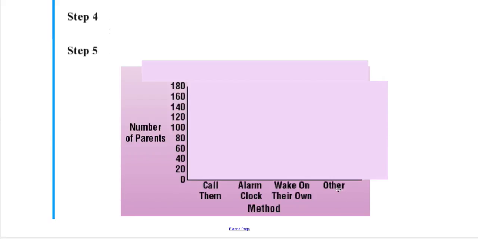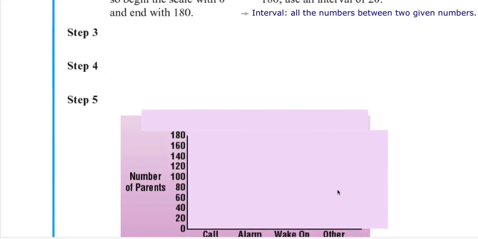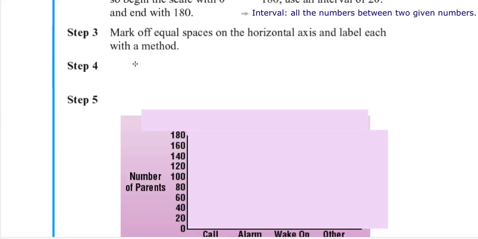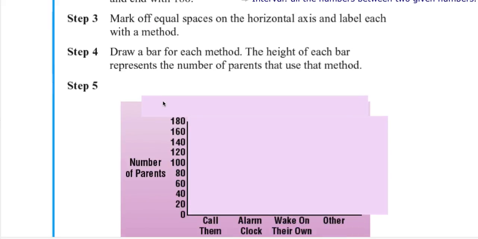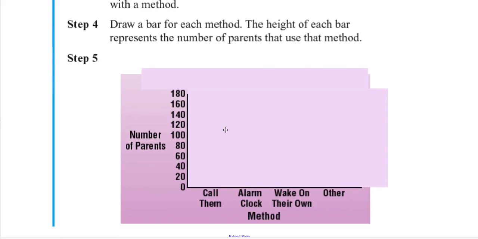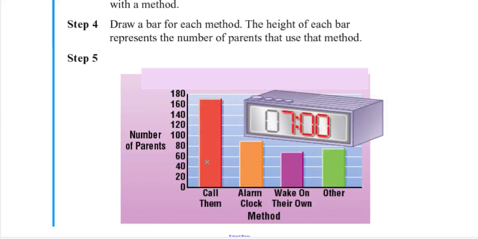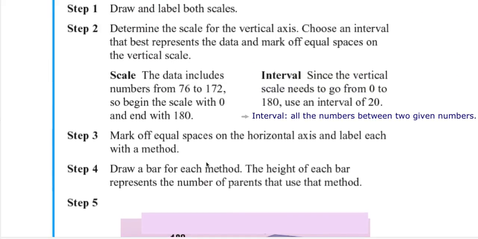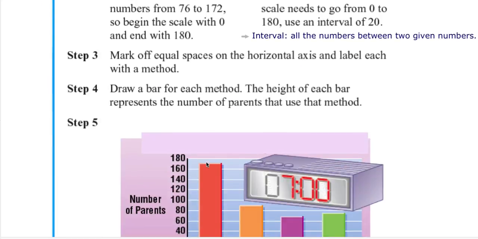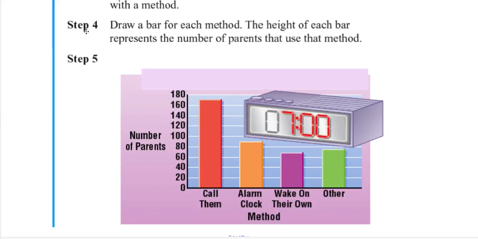Step number 4, draw a bar for each method. The height of each bar represents the number of parents that use that method. Okay, so step number 4, going back here, well, step number 3 first. That's what we have, step number 3. And step number 4, draw a bar for each method. Okay, the height of each bar represents the number of parents that use that method. So call them is around 172, so approximately 172.